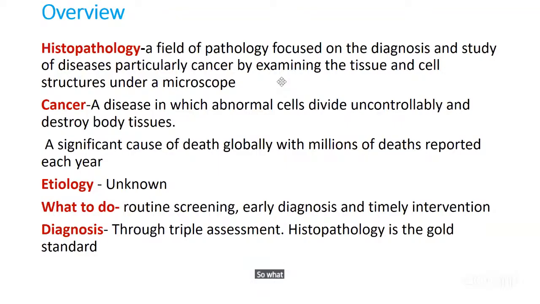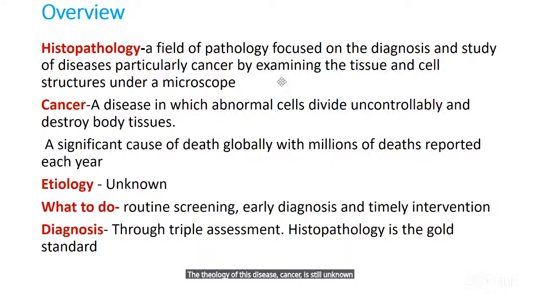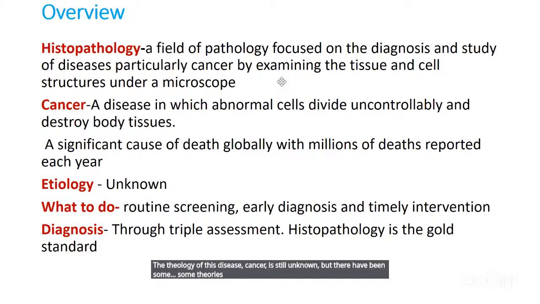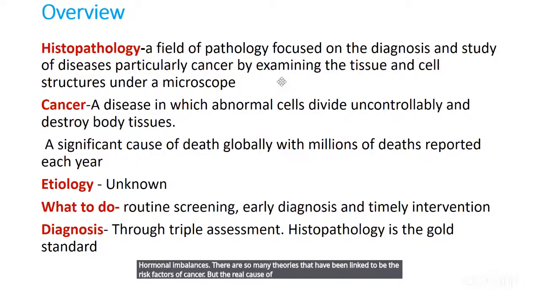So what is cancer? Cancer is a disease in which abnormal cells divide uncontrollably and destroy the normal body tissues. It is a significant cause of death globally, with millions of deaths being reported each year. The etiology of cancer is still unknown, but there have been some theories or risk factors that have been linked to cancer, some of which include lifestyle. People say alcohol, sedentary lifestyle, poor diet, obesity, smoking, unprotected sex, and excessive sun exposure, genetics, that is family history, radiation, and hormonal imbalances. There are so many theories linked to be the risk factors of cancer, but the real cause of this cancer still remains unknown.